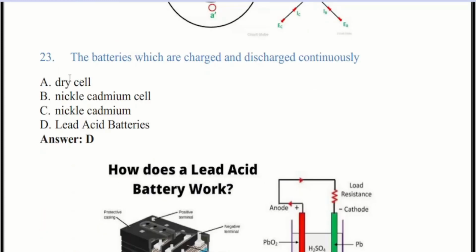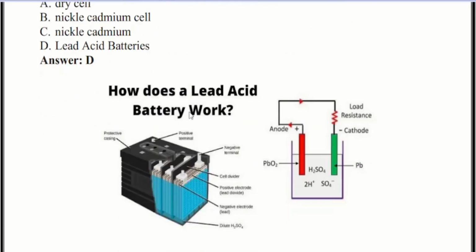Now we come to question number 23. The batteries which are charged and discharged continuously. There are four options. The correct answer is D, lead acid batteries. Now you can see the figure of a lead acid battery and how it works.